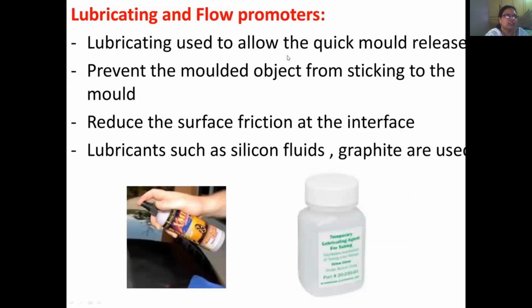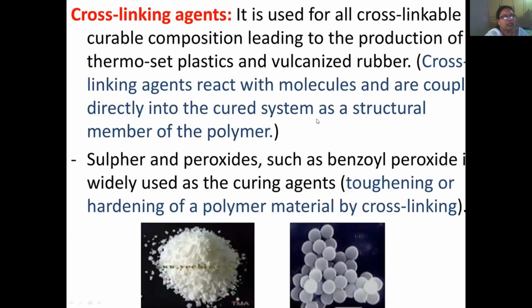Then lubricating and flow promoters. We have silicone fluids and graphites which are used as lubricants. And then we have accelerators like benzoyl peroxide and hydrogen peroxide, which are used as accelerators or catalysts to enhance the rate of reaction.